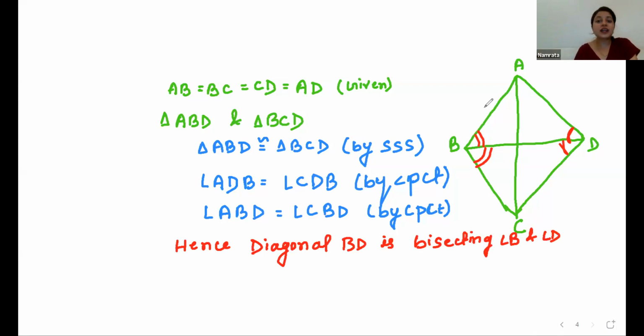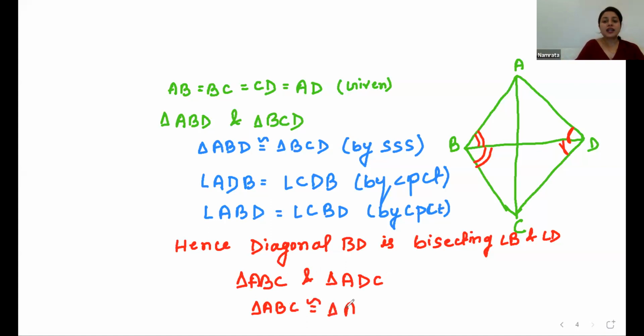Similarly, we will show that diagonal AC is also bisecting angle A and angle C by taking triangle ABC and triangle ADC. If we prove that this triangle is the same as this triangle, then again their corresponding angles will be equal, and then we can say that diagonal AC is bisecting angle A and angle C. So triangle ABC will be congruent with triangle ADC.